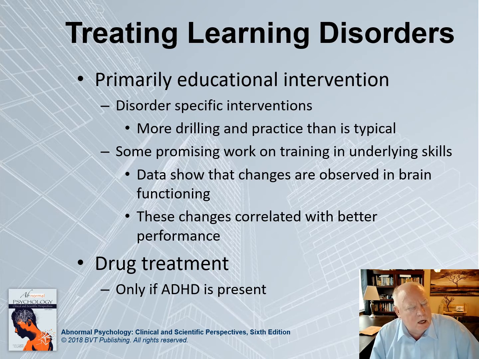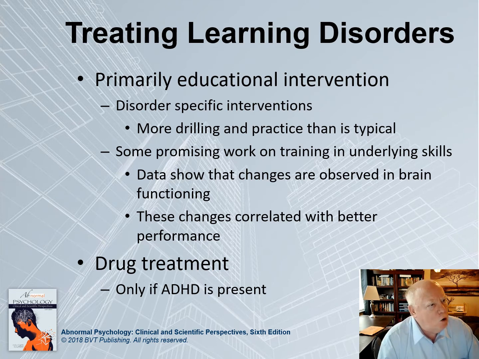Drug treatment has been tried for several learning disorders. Drug treatment when the learning disorder is comorbid with ADHD is moderately effective, probably because it controls the ADHD symptoms. And as you're going to learn, learning disorders are very common in children who have the diagnosis of ADHD.